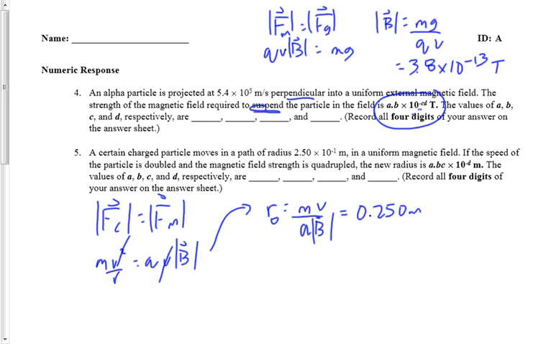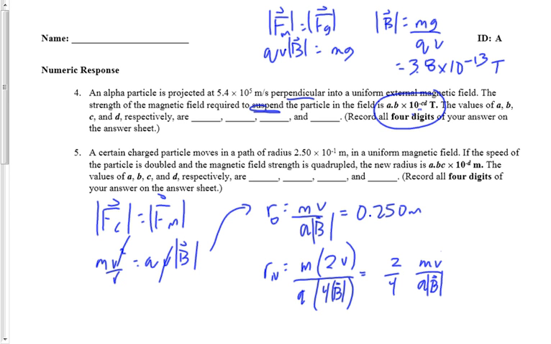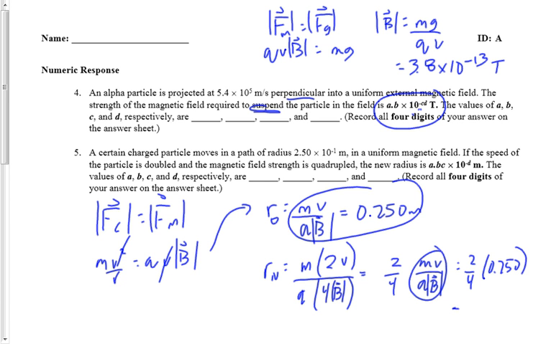My new radius, I got to make some changes now. My new radius, still m, because we're not changing the mass of this particle, but the v is doubled, so it becomes 2v. Charge stays the same, but the magnetic field strength is quadrupled, so it becomes 4B. 2 over 4 mv over qb. Hey, we know what this is. It's 0.250. So that means the radius here would become 0.125 meters.